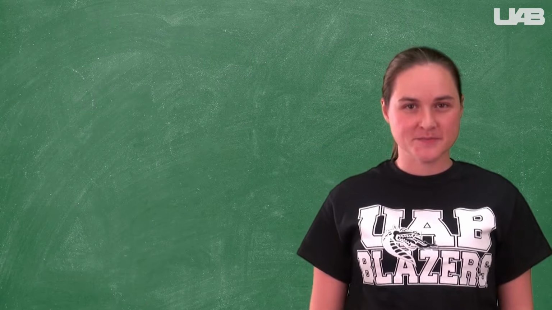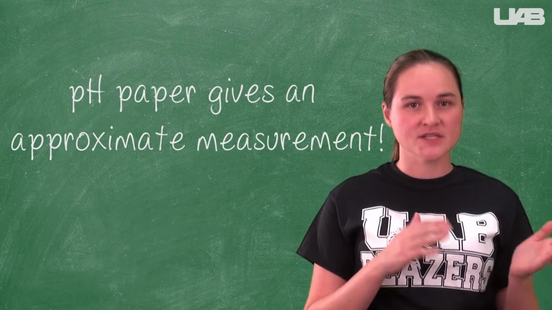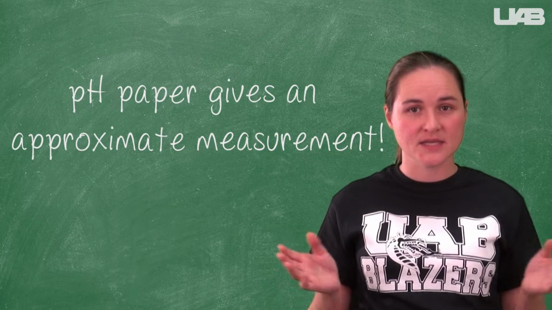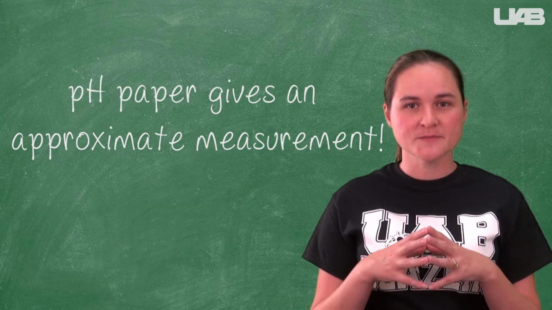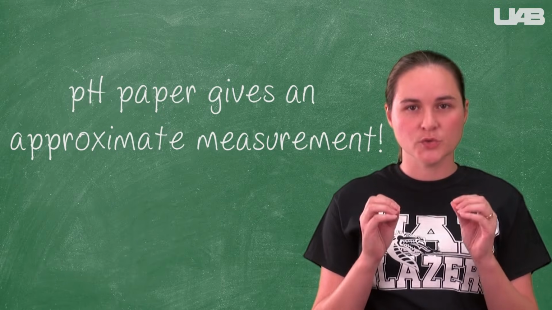Because we're using pH paper today, our measurements will be rough and can only tell us if a solution is very acidic, slightly acidic, neutral, slightly basic, or very basic. Therefore, if your pH measurements are close together, you probably won't be able to differentiate between two unknowns.